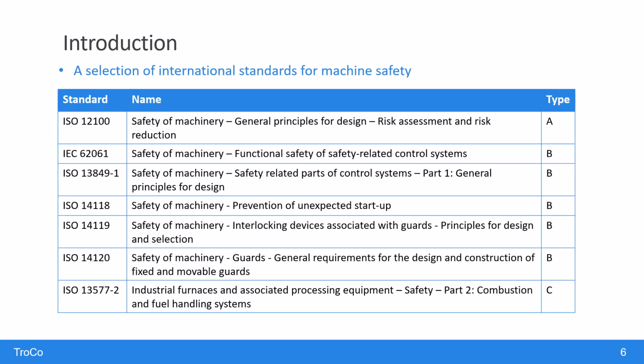This table shows a selection of machine safety standards categorized by different types. As mentioned earlier, ISO 12100 is a Type A standard. We will also discuss IEC 62061 and ISO 13577 Part 2 standards later in this course, as they represent Type B and Type C standards, respectively.